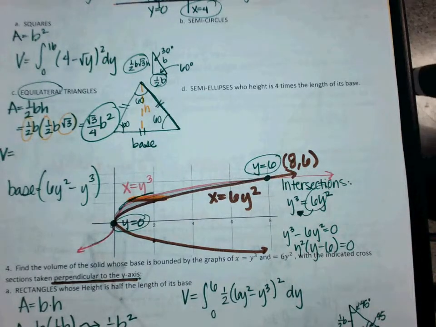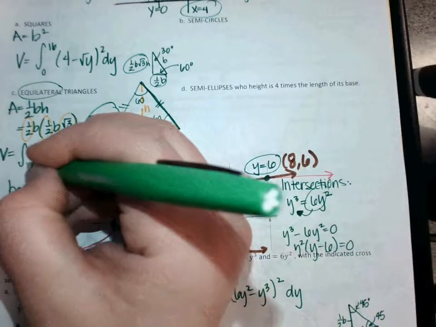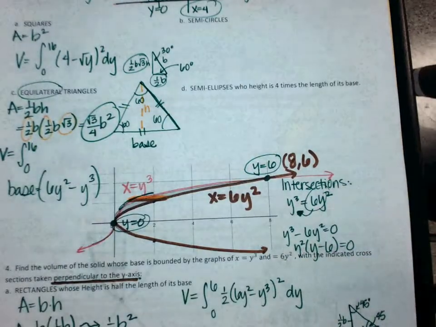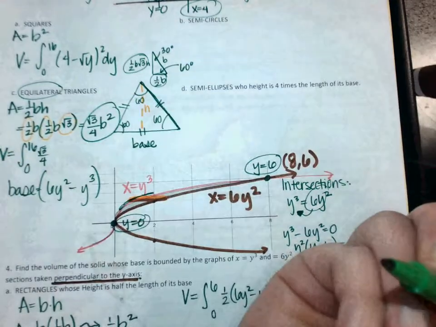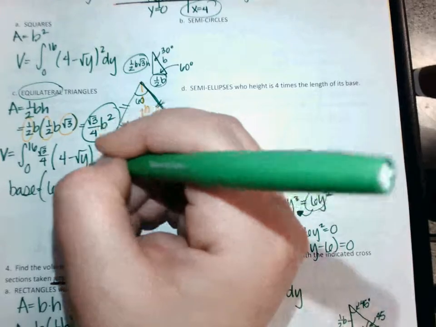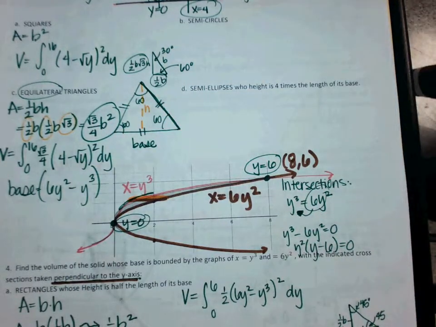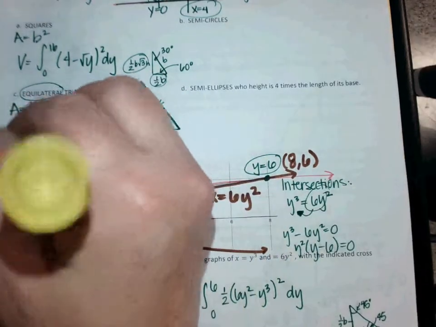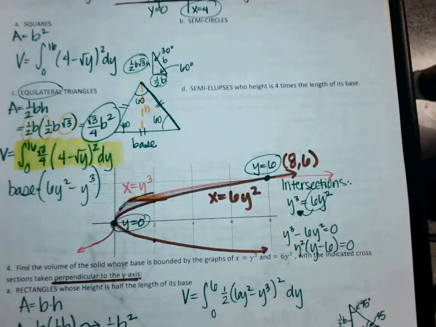Okay, volume equals integral where to where? 0 to 16, because those are my y values. Then I have root 3 over 4. And then my base, which was 4 minus root y squared dy. They would not give you one like that to have to work out by hand. Okay, that would be too much. I mean, technically could it be done? Sure, but they probably wouldn't make you.